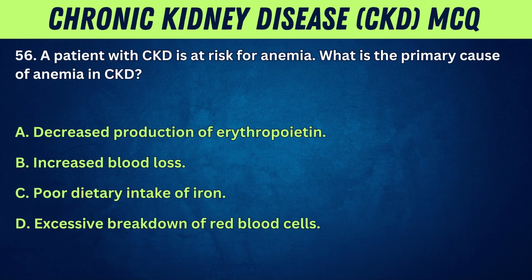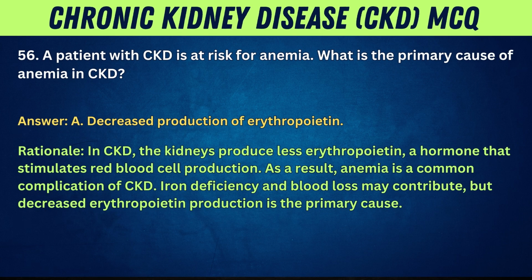56. A patient with CKD is at risk for anemia. What is the primary cause of anemia in CKD? A. Decreased production of erythropoietin. B. Increased blood loss. C. Poor dietary intake of iron. D. Excessive breakdown of red blood cells. Answer: A. Decreased production of erythropoietin. Rationale: in CKD, the kidneys produce less erythropoietin, a hormone that stimulates red blood cell production. As a result, anemia is a common complication of CKD. Iron deficiency and blood loss may contribute, but decreased erythropoietin production is the primary cause.